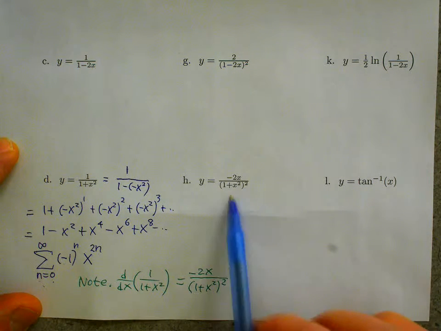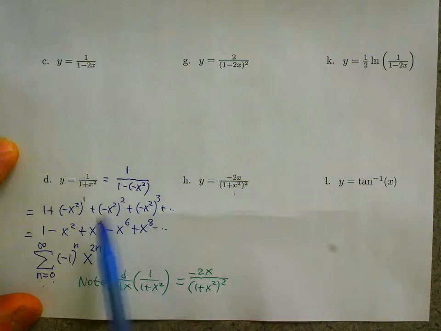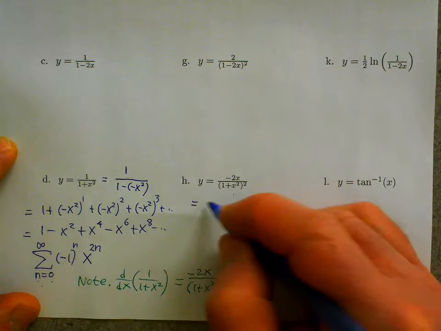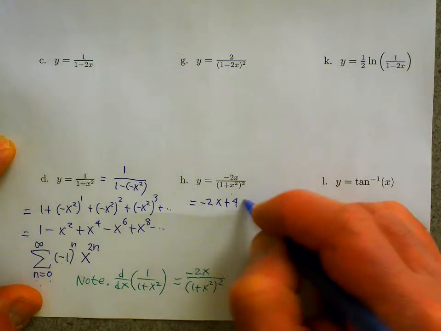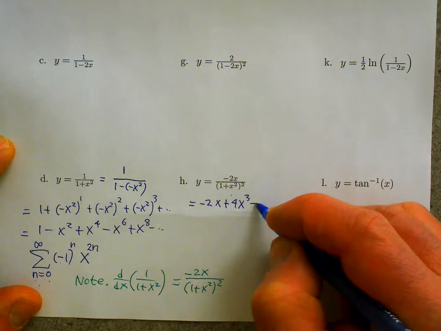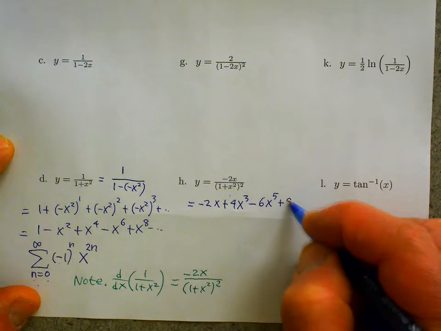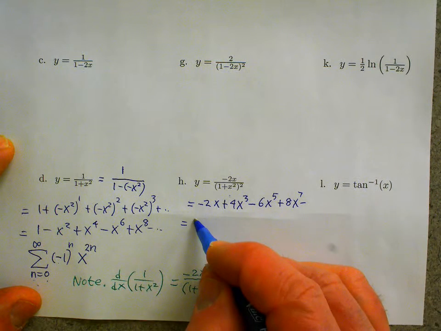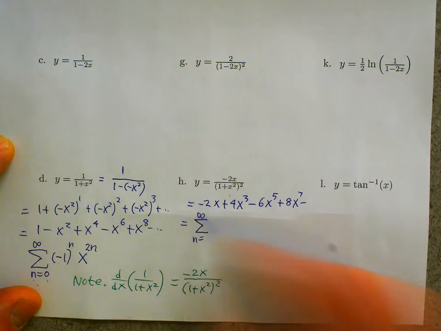So to get a power series for this function, we just compute the derivatives of the power series for 1 over 1 plus x squared. And we get -2x plus 4x to the third minus 6x to the fifth plus 8x to the seventh, and so on. So in our sigma notation, it's also alternating.